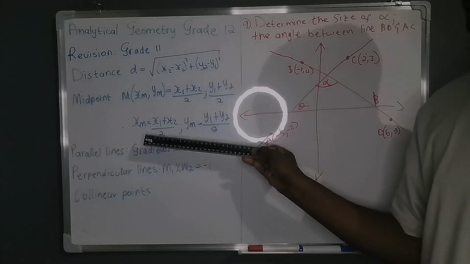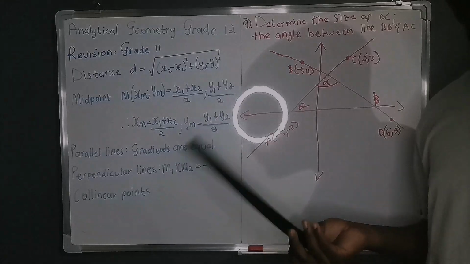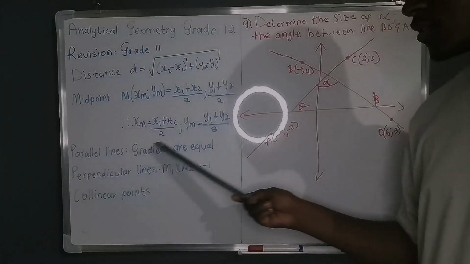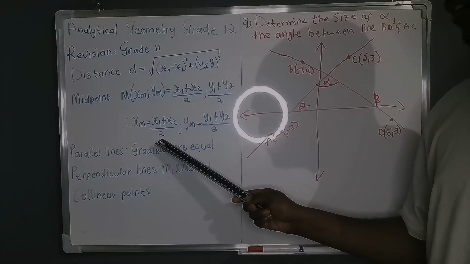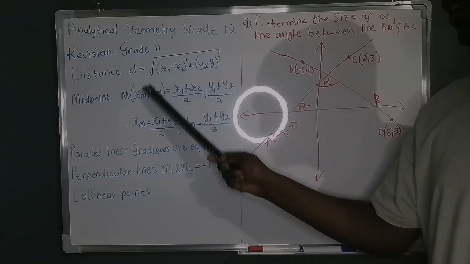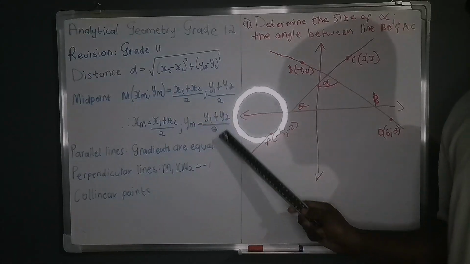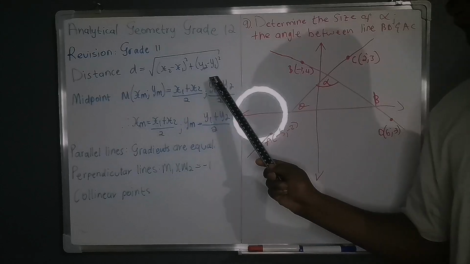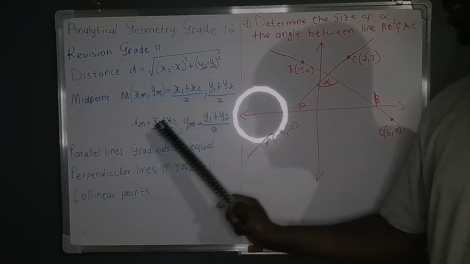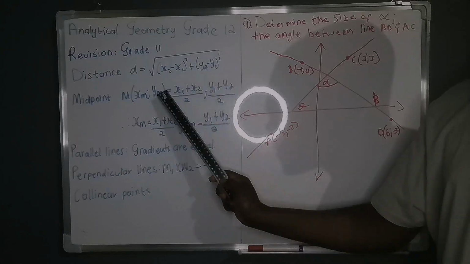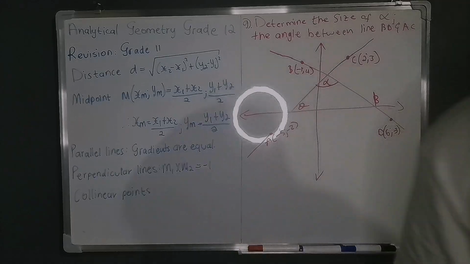Separately, we can find the x coordinate of the midpoint through x1 plus x2 divided by 2, and for y, you say y1 plus y2 divided by 2. You can use this way or the other one. It does not matter, they're the same. Here they are one thing, but here they are separated. So it doesn't matter which one you use.